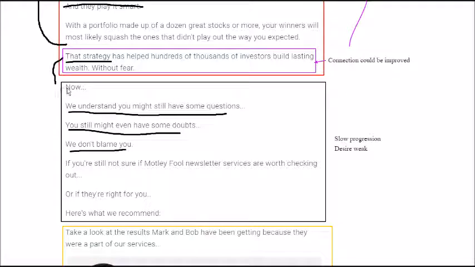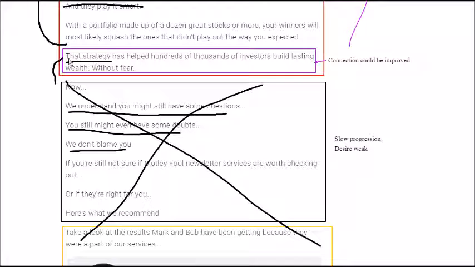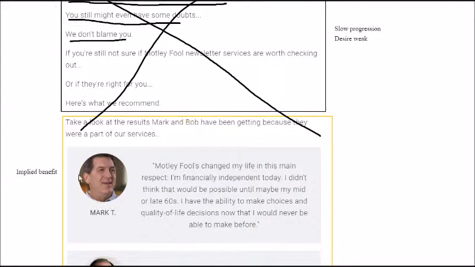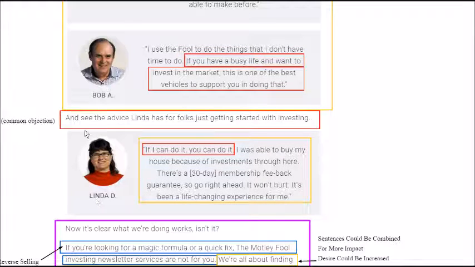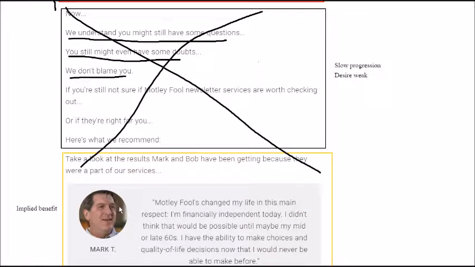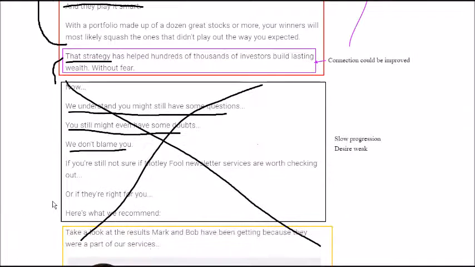So imagine, instead of all this, after this sentence, that strategy has helped hundreds of thousands of investors build lasting wealth without fear, imagine that it said, right after this sentence, and it has gotten Motley Fool members like Mark and Bob great results. Check it out. Do you see how it's all connecting? And then it goes into Mark. Here's Mark, cool guy, Bob A, and Linda, which for some reason they decided to leave Linda out of the results that Mark and Bob were getting, but I digress.